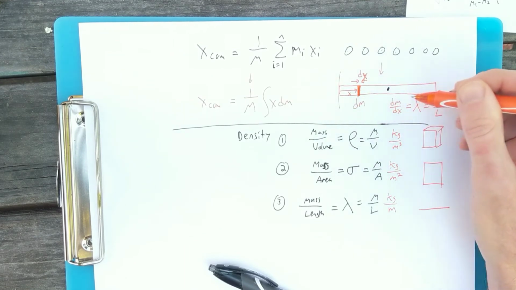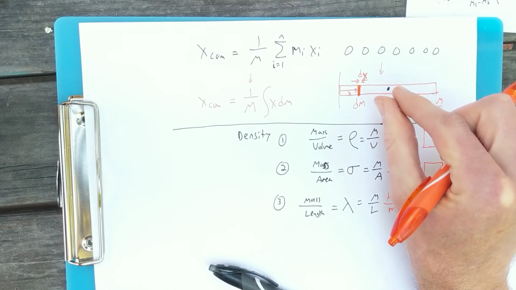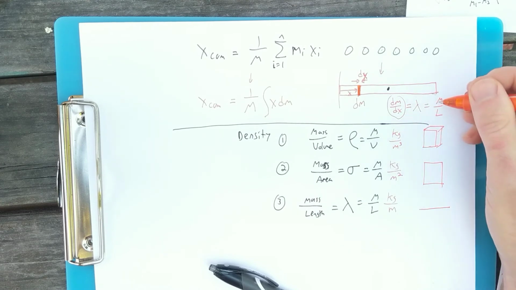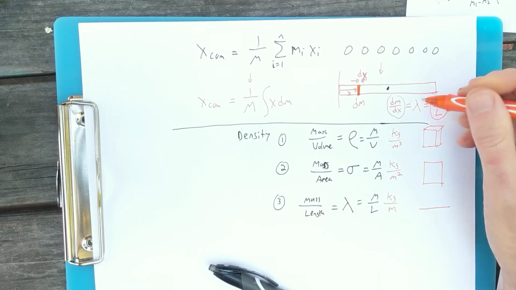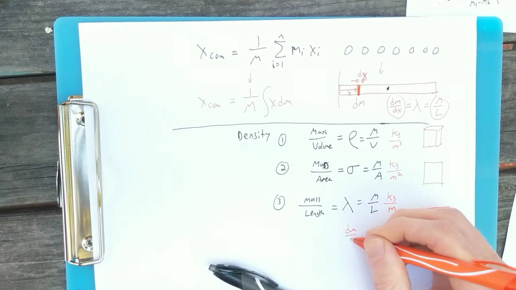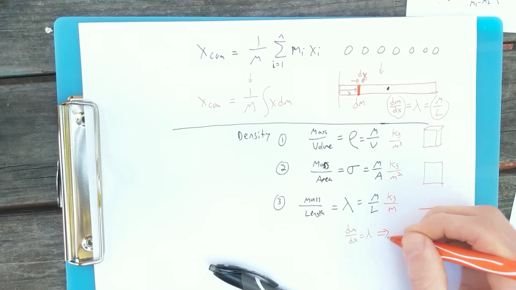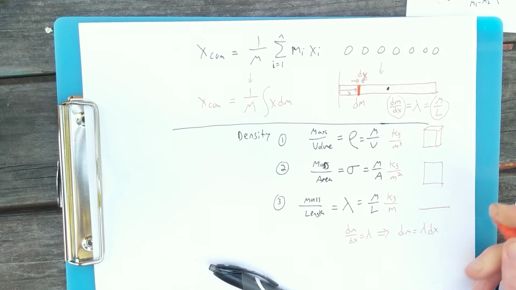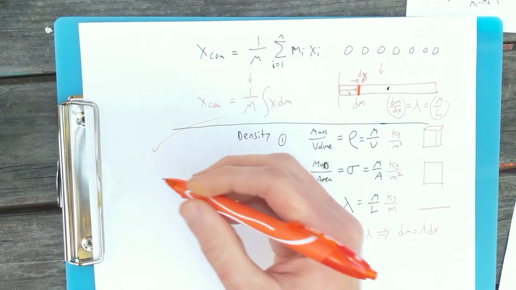If this thing is a uniform density, if you cut it into smaller pieces, each of those pieces still has the same density as the original piece. So a little bit of mass over a little bit of distance is going to be the same as the full mass over the full distance. So what I can do now is write that down here: dm/dx equals lambda. So I'm going to change that into saying that dm is going to be lambda times dx. So that's going to allow us over here to now change this around.